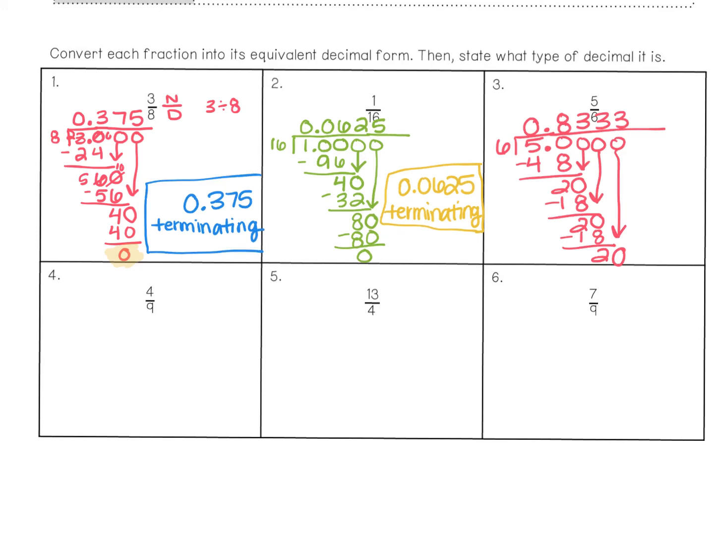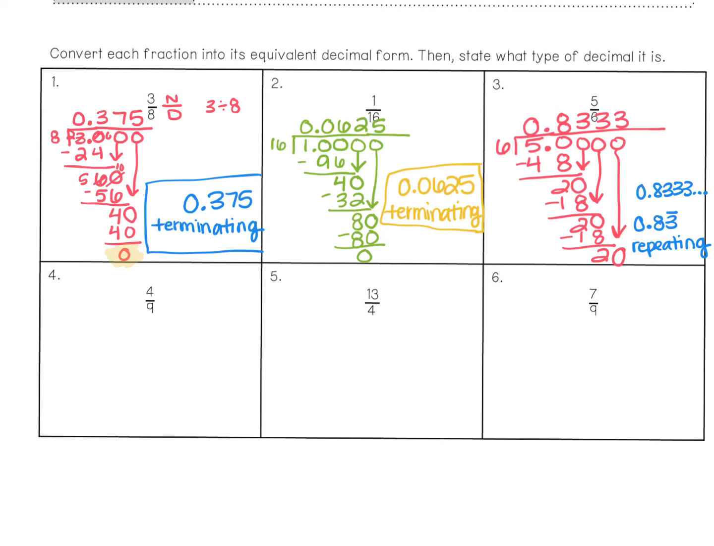So what we have here is a repeating decimal. And I can write that two ways. I can write 0.8333 with an ellipsis after, or I can put a line over the 3 indicating that that 3 will keep repeating. Notice that the line does not go over the 8 because the 8 does not repeat, only the 3 repeats.